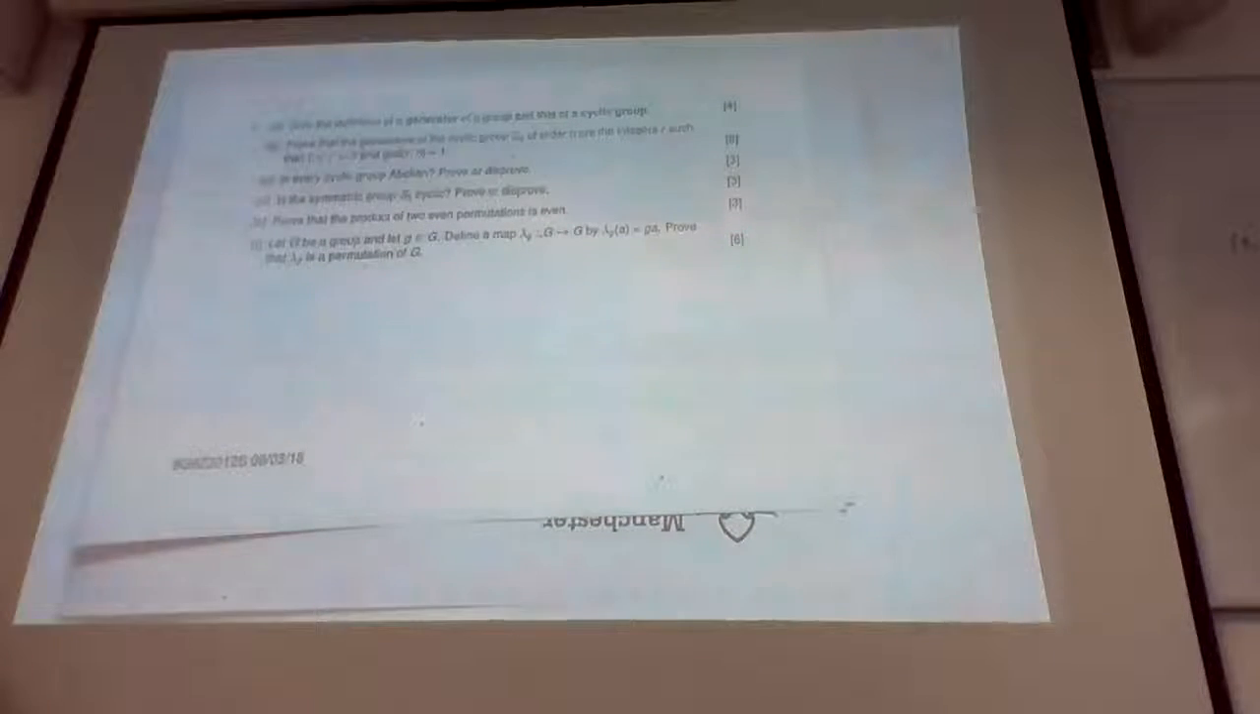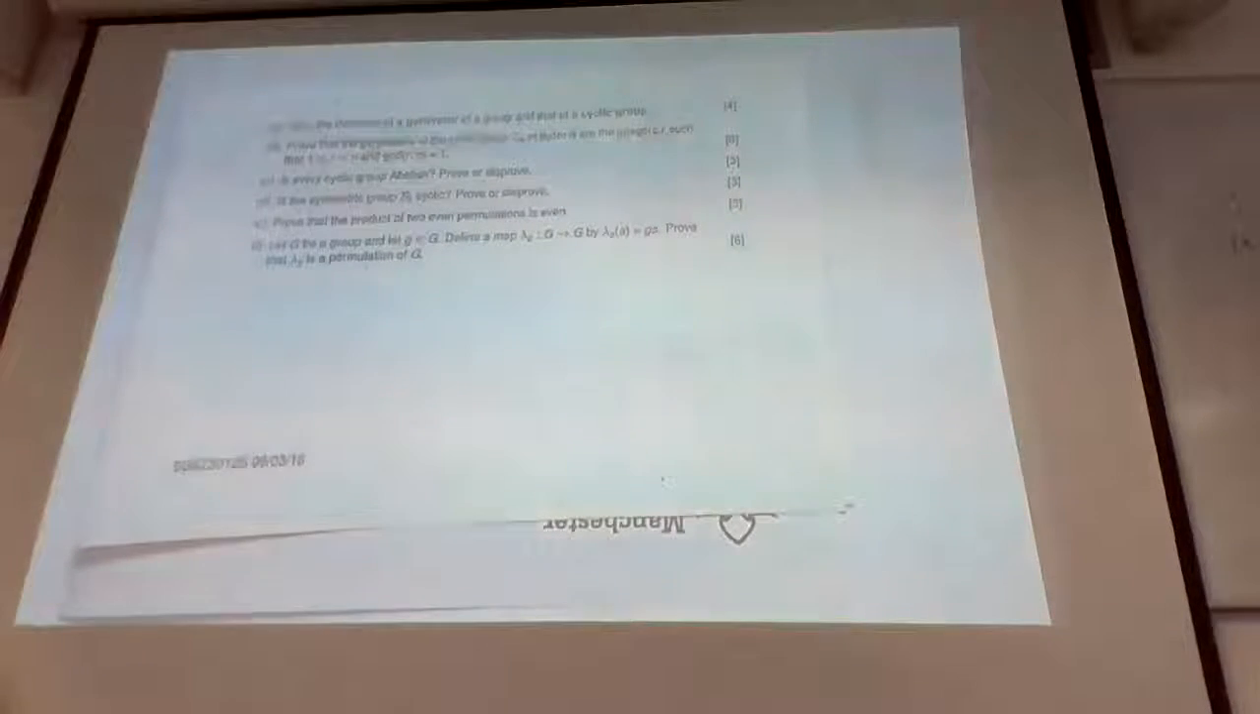If there's more than one, the whole group is just the cyclic subgroup generated by one particular element. So is it two different definitions or one definition? Is that the question? Give the definition of a generator of a group and that... So you want two definitions? I'm really assuming that tells us what a cyclic group is and what a generator is. That's how I interpret that. Give me the definition of generator and give me the definition of cyclic group.